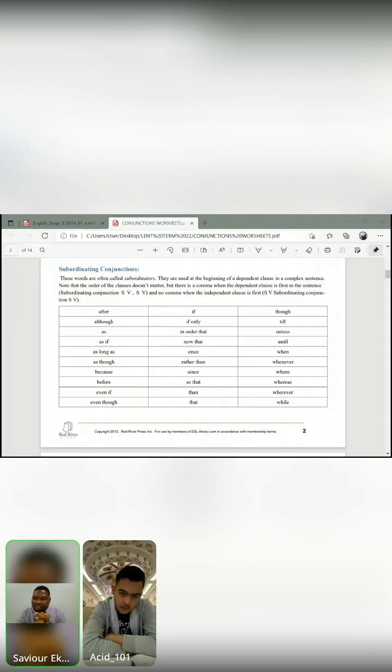Who, which, and that are relative pronouns that you use in writing, forming relative clauses. So apart from using relative clauses to write a complex sentence, you can use subordinating conjunctions, because a complex sentence will require one independent clause and at least one dependent clause.